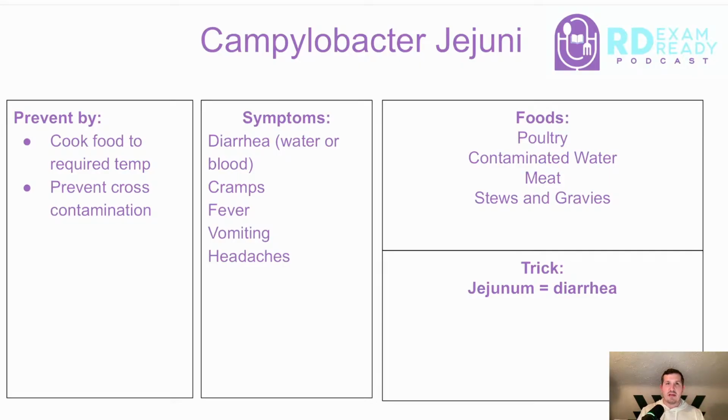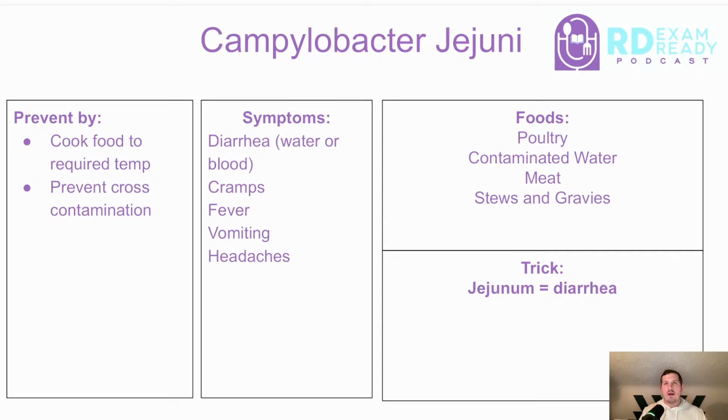For your symptoms of Campylobacter jejuni, we're going to see things like diarrhea, whether it's watery or bloody, cramps, fever, vomiting, and headaches. Those are going to be the common things that can occur as a result of this. For the foods, it would be things like poultry, contaminated water, meats, stews, and gravies. Those are the types of things that we are going to think of when it comes to this.